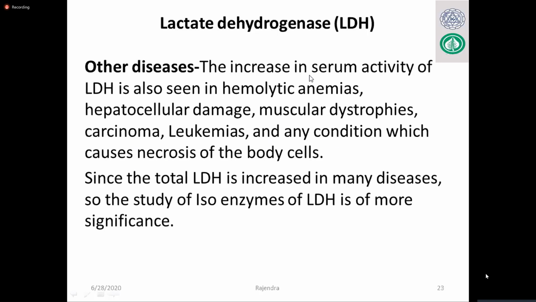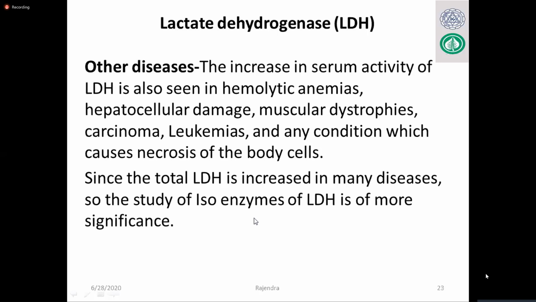See, these are the huge number of diseases which are related to an increased value of LDH. That means it is not a very specific test, because specific means particularly specific for one tissue or organ. But see, we can see here hemolytic anemia, hepatocellular damage, muscular dystrophy, carcinoma, leukemia. All these conditions say there is a chance of high LDH. That's why it's very, very difficult to differentiate with the help of this test only. Since the total LDH is increased in many diseases, the study of isoenzymes of LDH is more significant.